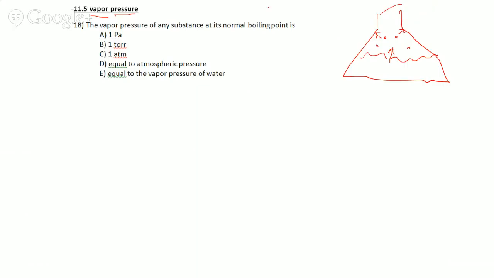All right, so this first question is kind of a definition question. It says, the vapor pressure of any substance at its normal boiling point is blank. And normal boiling point is defined as the temperature at which the vapor pressure of a liquid is 1 atmosphere. So normal means we're at 1 atmosphere. If it's boiling, that's when the vapor pressure equals the pressure of the environment. So if we're talking about normal conditions, we're talking about 1 atmosphere. Its boiling point is going to be when its vapor pressure is 1 atmosphere.